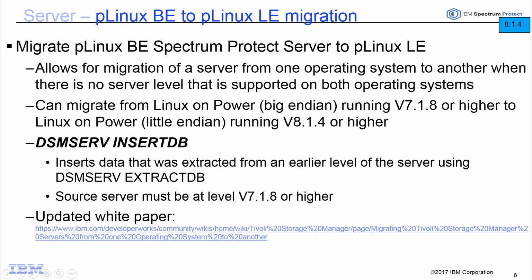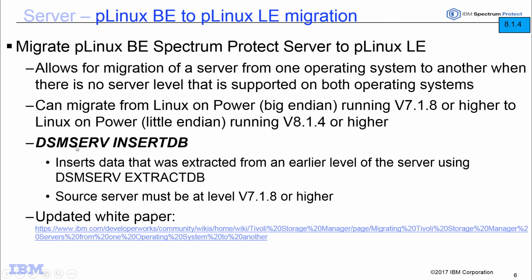On slide 6, we now have the ability to take your Linux Big Endian Spectrum Protect servers and convert them over to Linux Little Endian servers. This will basically allow for the migration of a server from one of our operating systems to another, because we no longer support Linux Big Endian. So you will be able to migrate your Linux on Power Big Endian version 7.18 or higher over to Linux on Power Little Endian running version 8.1.4 or higher.